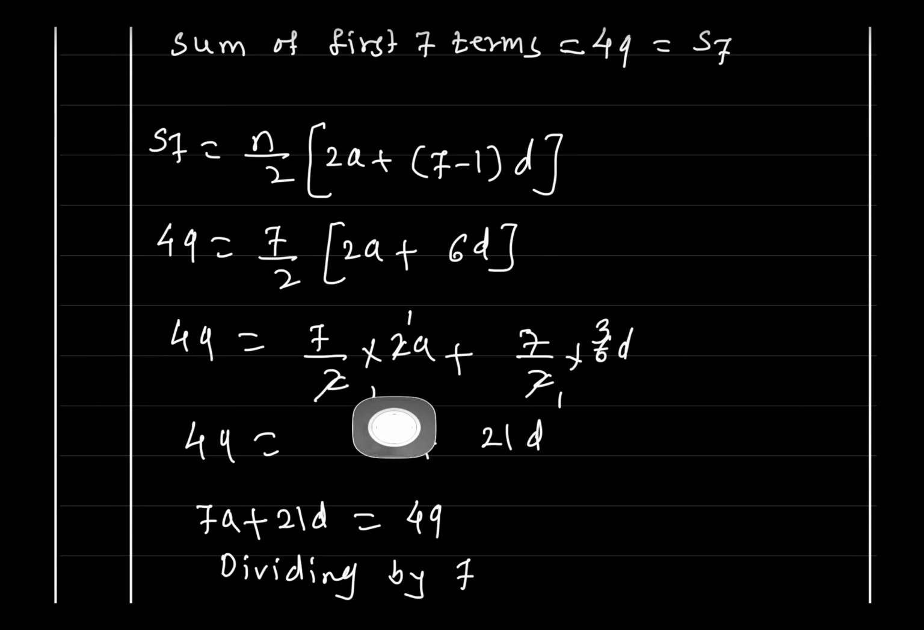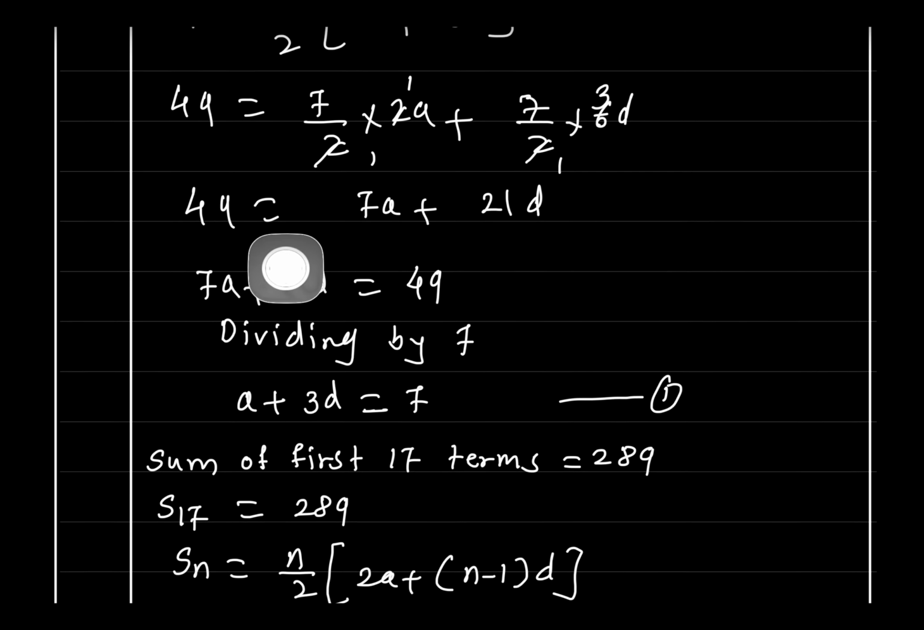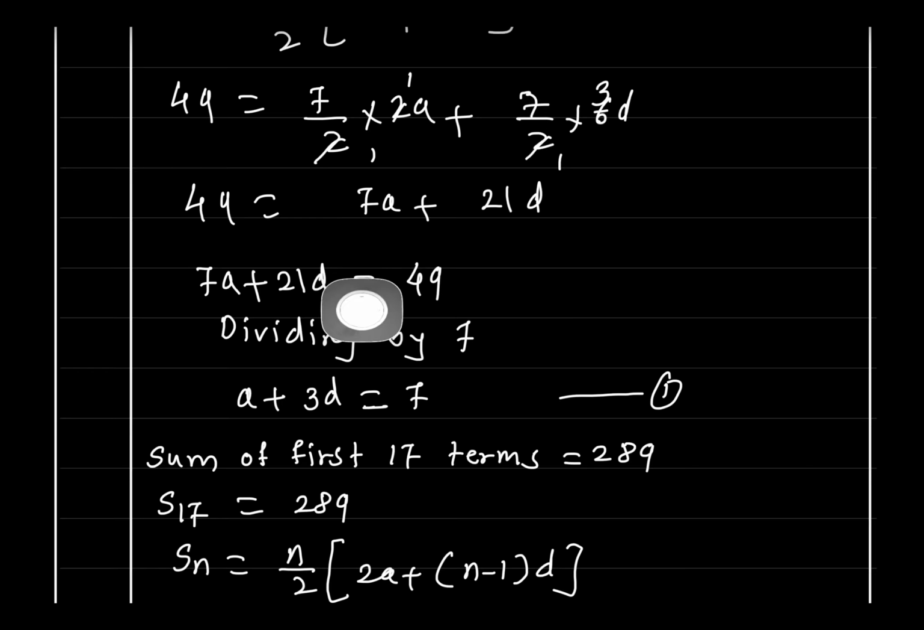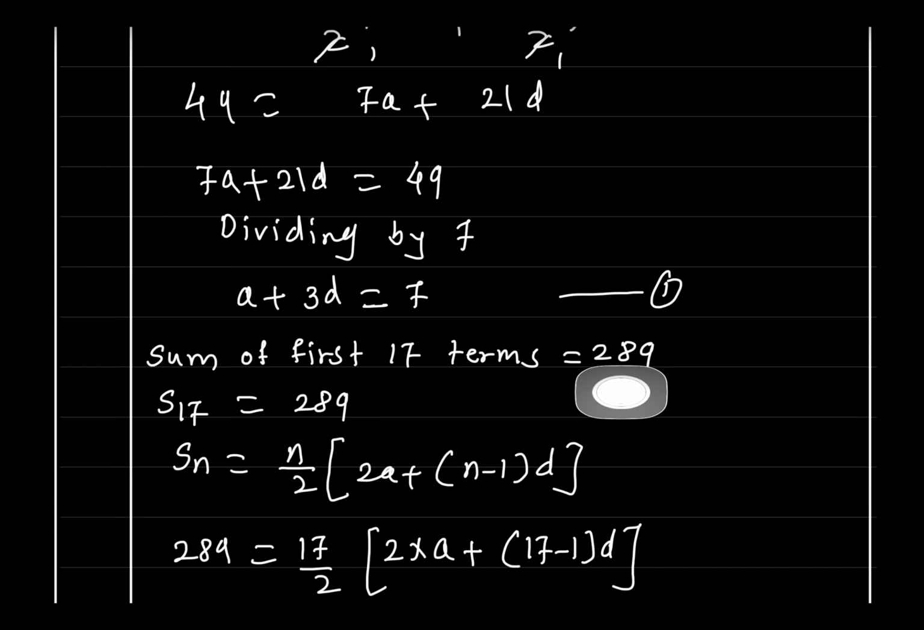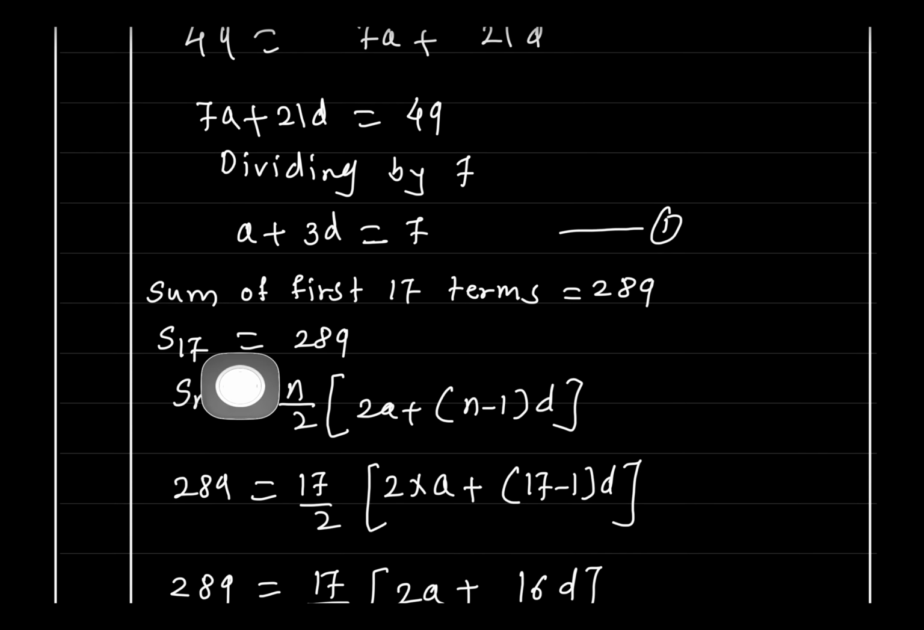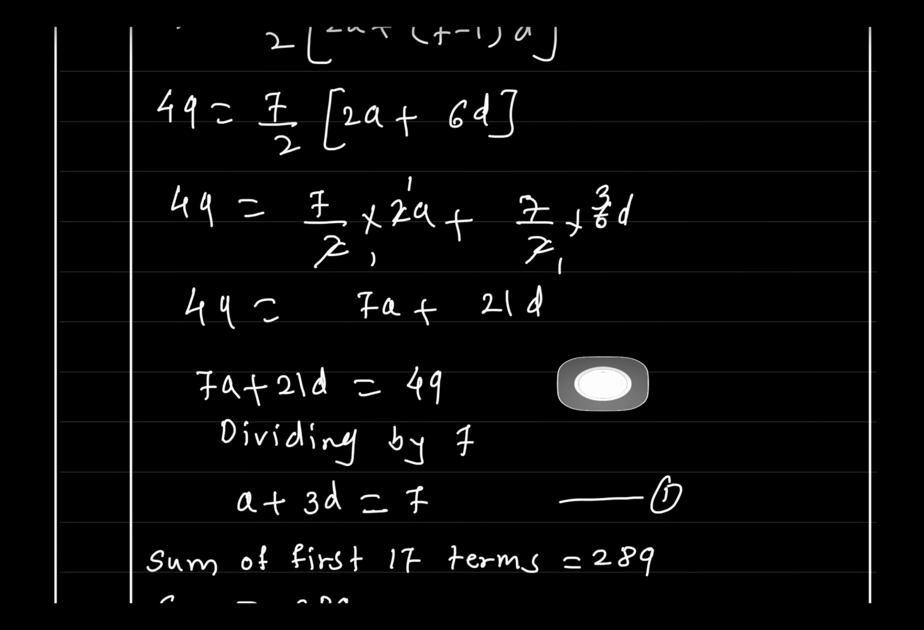So what we have to do, this 7 upon 2 is multiplying each term, means 7 upon 2 into 2a plus 7 upon 2 into 6d. By this 2 you can divide, 2 ones are 2, means 7 into a, 7a, plus 7 into 3, 21d. See here 49 equal to 7a plus 21d. Rearranging this equation, 7a plus 21d equal to 49. Each number can be divided by 7. Dividing by 7 you will get a plus 21d divided by 7, which is 3d, equal to 7.